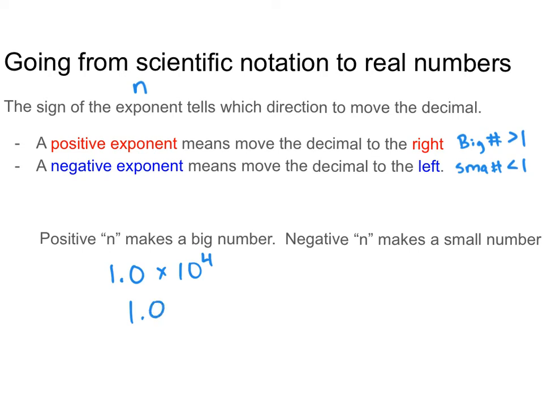So I'm going to move it 4 times to the right. 1, 2, 3, 4. New decimal. I put zeros in to fill those gaps. So my new answer is 10,000. You could give me that in dollars, please.